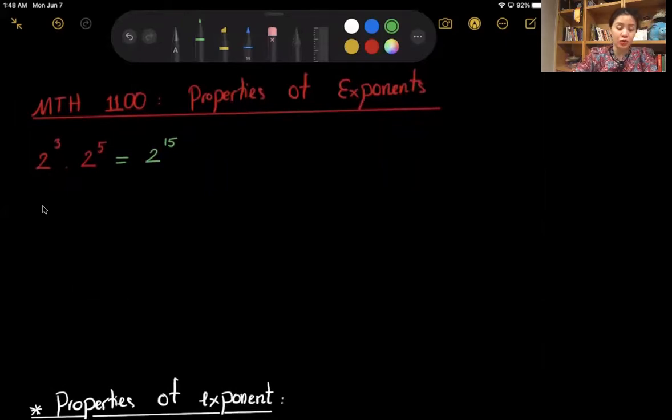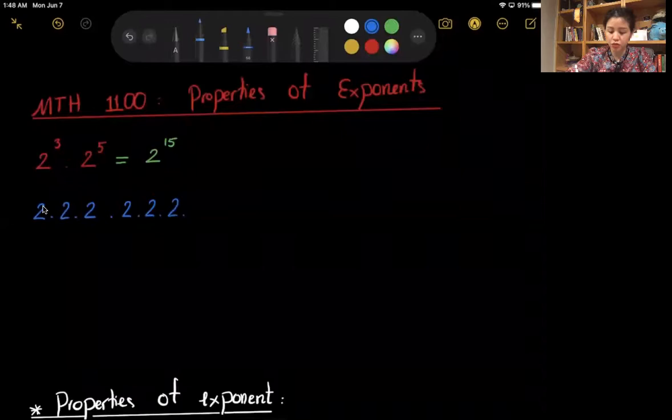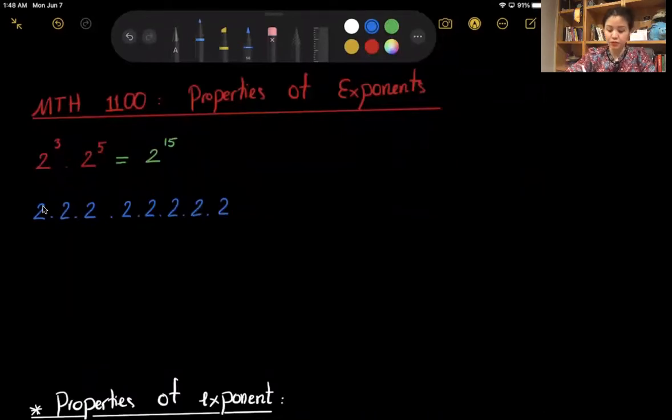Well, I see a heck of a lot of 2s. I see 2 times 2 times 2. That's the 2 to the third, right? And then another one, so times 2, another 5 of them: 2 times 2 times 2 times 2 times 2. So how many 2s are there? Let's see, 1, 2, 3, 4, 5, 6, 7, 8. So this is equal to 2 to the 8. And this is definitely not equal to the 2 to the 15 that we guessed above. Right? So this is wrong.